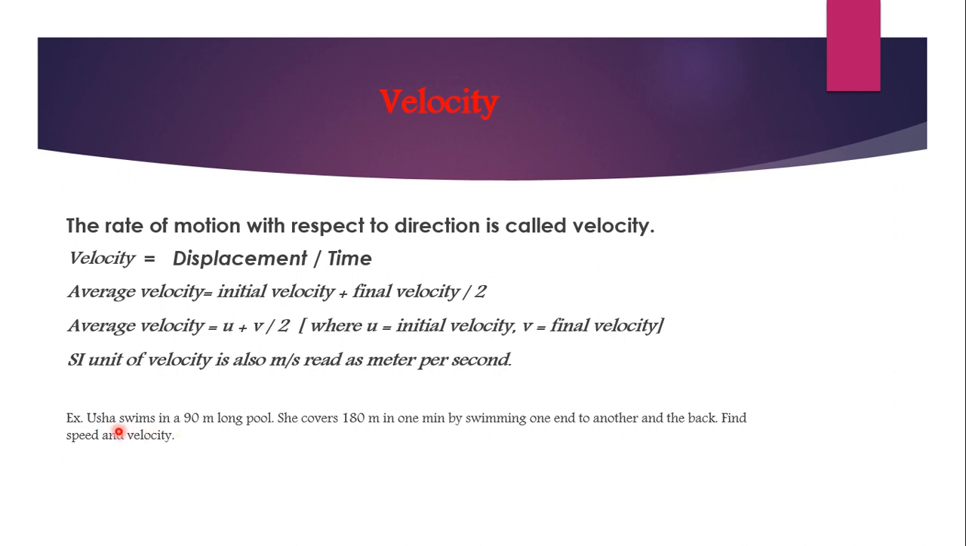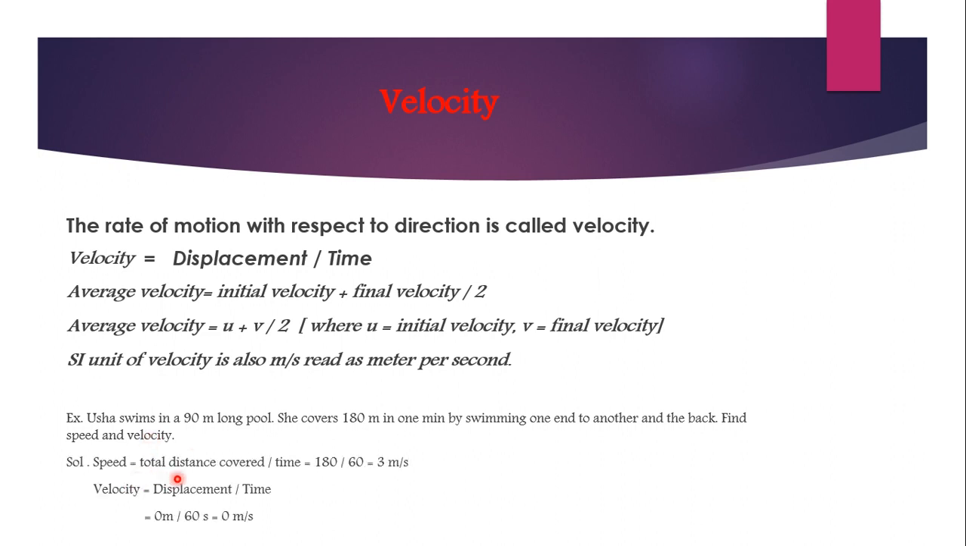The example says Usha swims in a 90-meter long pool. She covers 180 meter in 1 minute by swimming from one end to another and then coming back. Find speed and velocity. So there is a woman, Usha. She swims in a 90-meter long pool. She covers 180 meter by covering the distance back and forth. She covers the entire length of the pool and then comes back to the same position. Now we have to find the speed and the velocity of Usha.